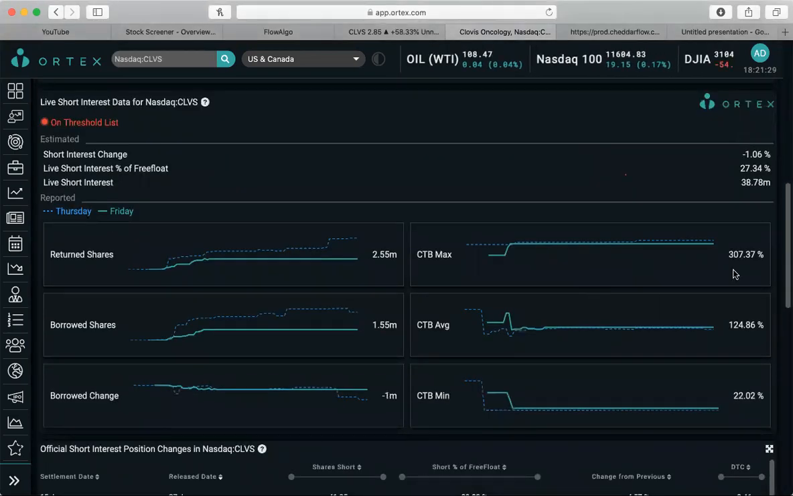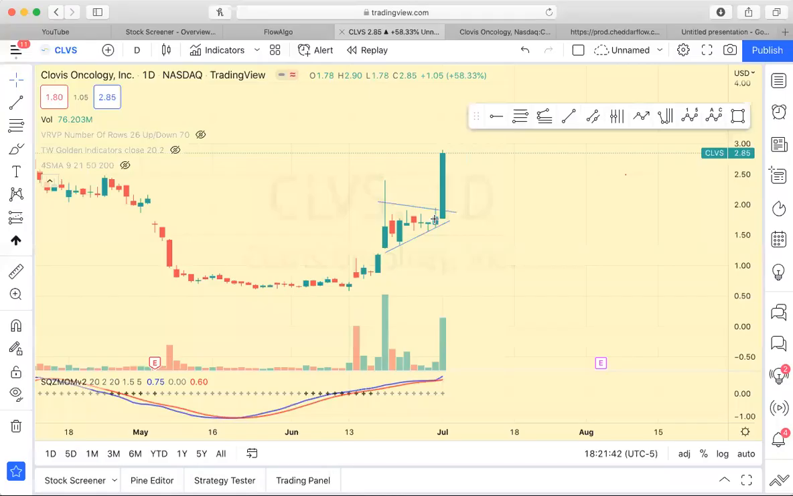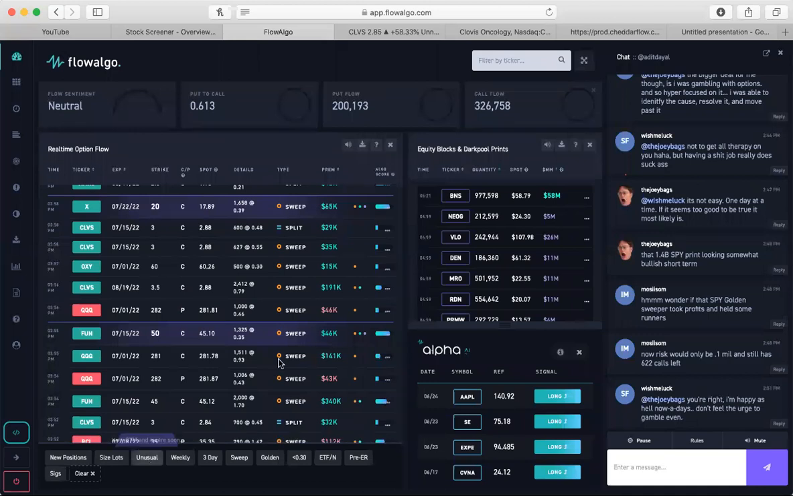Yeah, so you can see the cost to borrow was 300%, and the short interest is 27%. So we had greater than 25% short interest, which is pretty good, like a quarter of the float. But the 300% cost to borrow is probably what really had the biggest hold on this move, along with the big money entering, right? So you can sort by unusual.